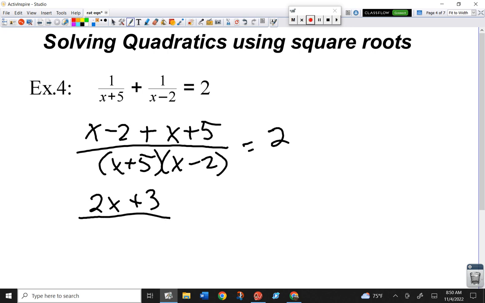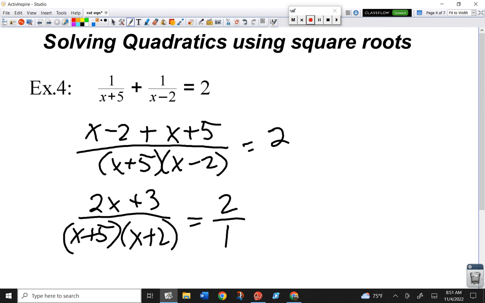All that's going to be over, I was debating whether or not I should do this, but yeah, I'm going to write it as x plus 5 times x minus 2 equals 2 over 1. Now I'm going to cross multiply. Once again, I'm going to multiply the 2 times this, which will give me 2 times x plus 5 times x minus 2. That looks ugly.